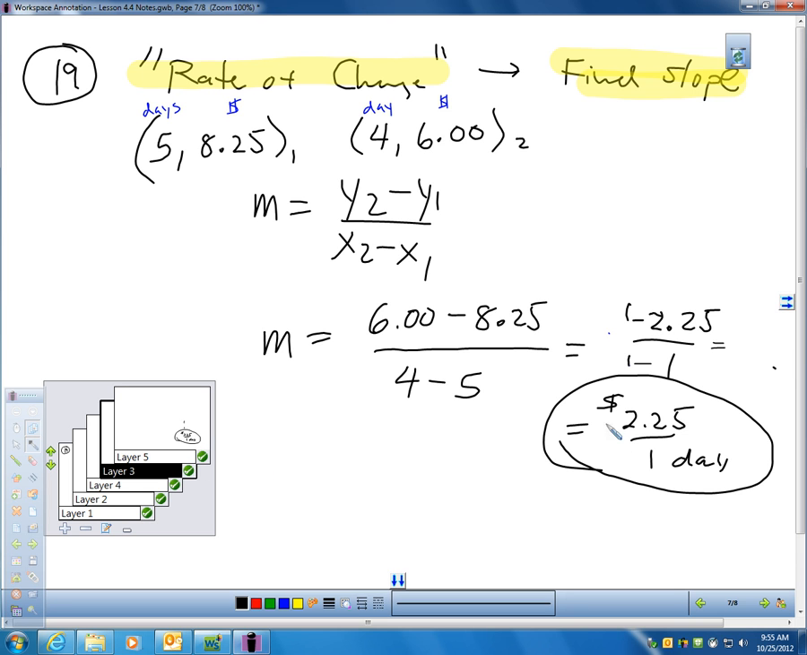Now, here's the thing. Remember, rate of change is slope, but it's a real-life example of that. Now, these numbers in the numerator, these were my y values. Didn't the y values represent money? So that means the numerator represents money. And the x values in the denominator, didn't the x values represent days? Well, there's my x value representing days. So the rate of change in this problem would be the cost went up $2.25 per day. There's a rate of change.